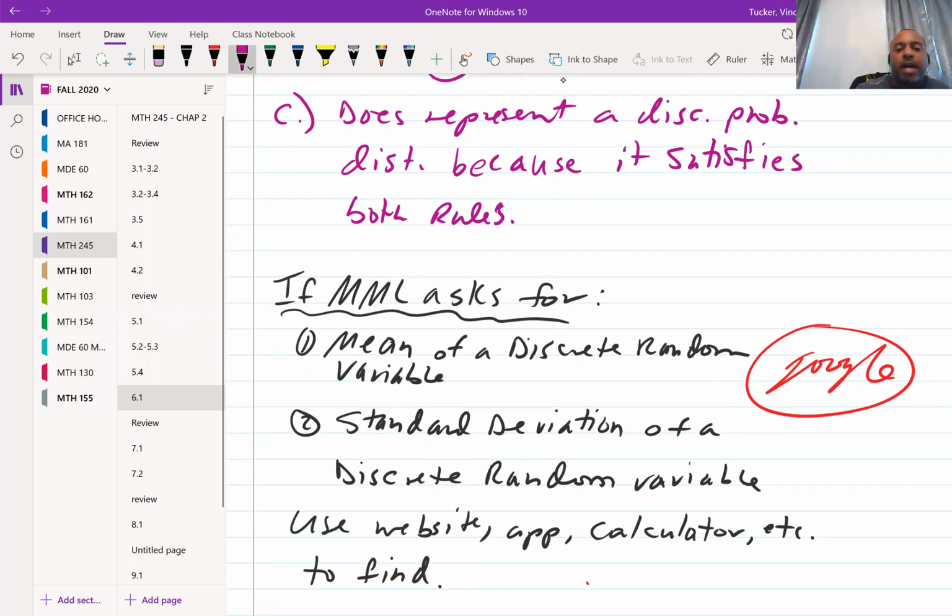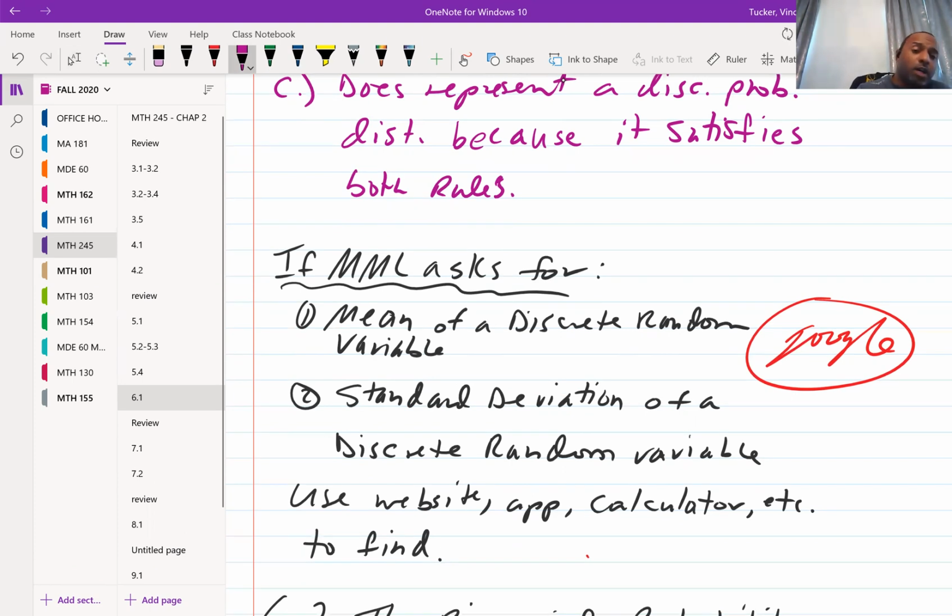If my math lab asks for the mean of a discrete random variable or the standard deviation of a discrete random variable, just like before, you can use a website, app, or calculator to find it. I forgot whether this class asked for it, so that's why I said if. But I'm not going to hold you accountable for knowing how to do the formula, though you should have something reliable that can find it for you if it asks.